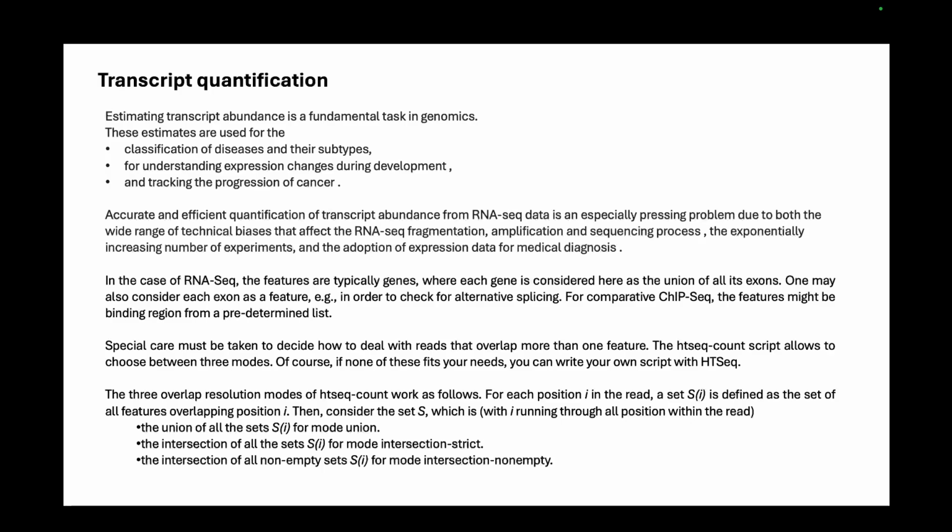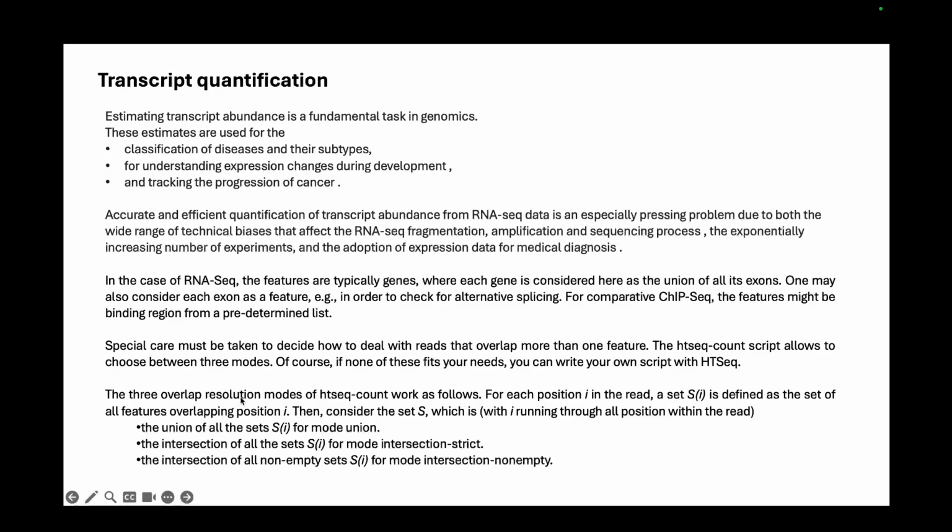Generally, we quantify it by the number of reads, sorry, the number of counts a particular transcript has. In the case of RNA-seq, the features are typically genes, where each gene is considered to be the union of its exons. One may also consider each exon as a feature in order to check for alternative splicing. Special care must be taken to decide how we deal with reads that overlap more than one feature. And you can do it using HTSeq.